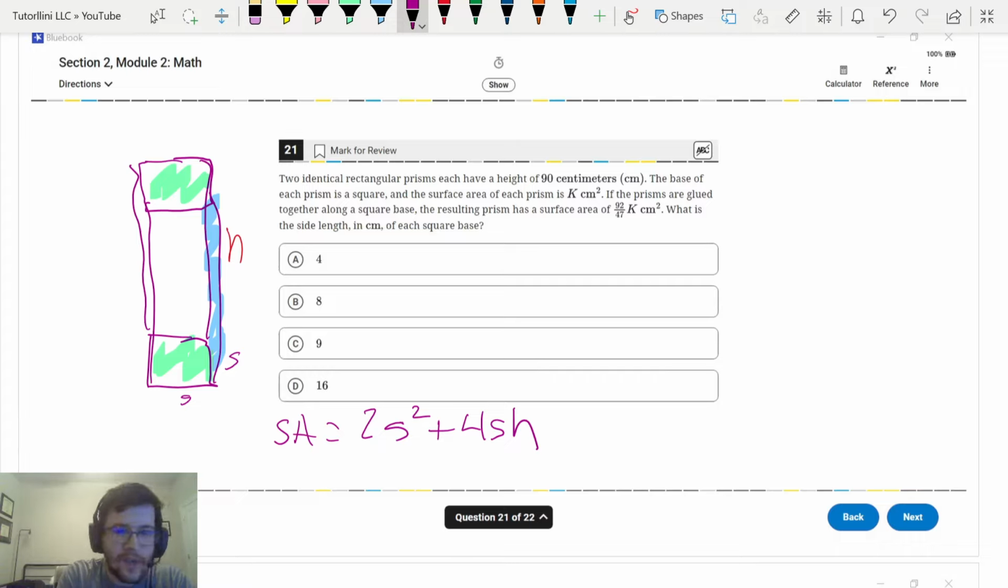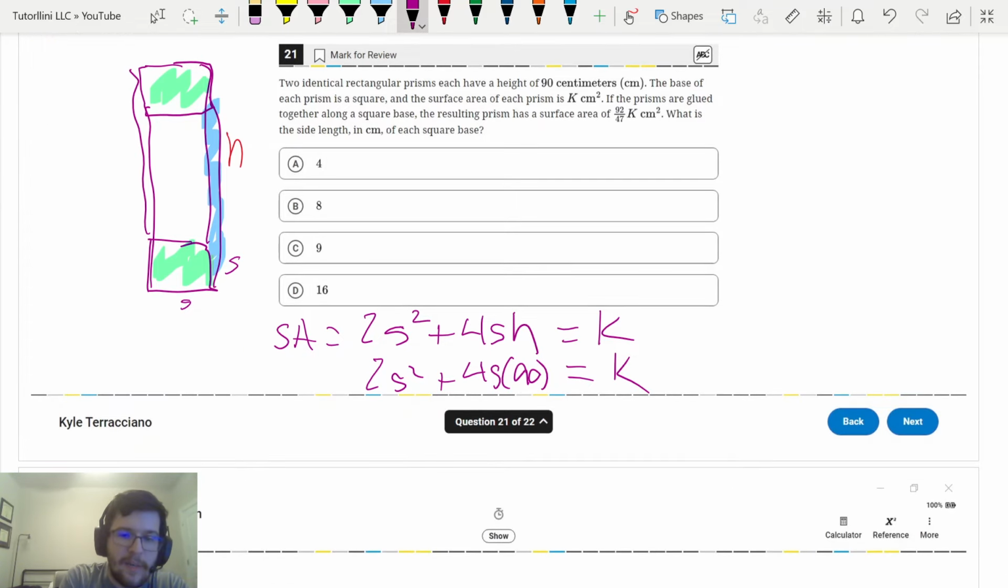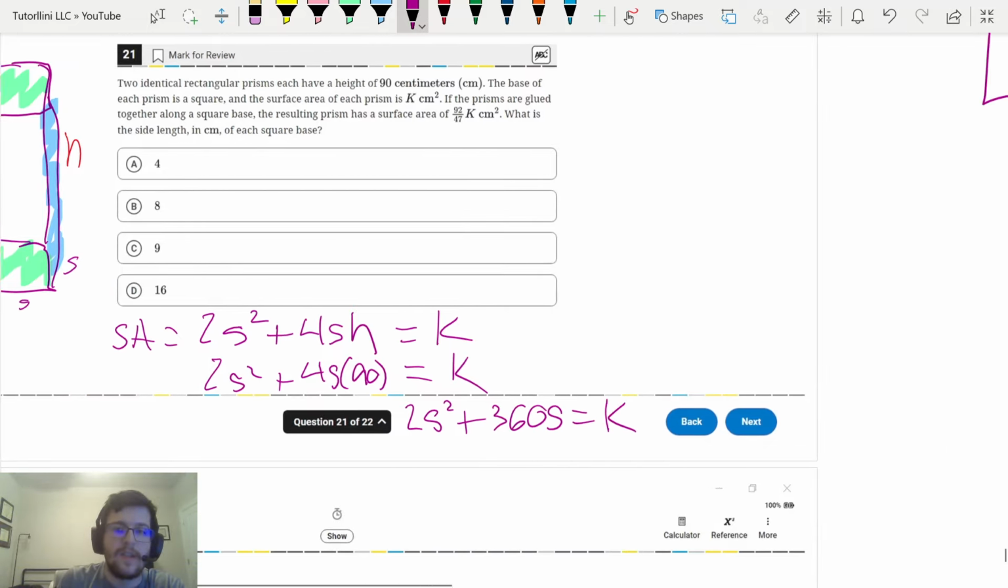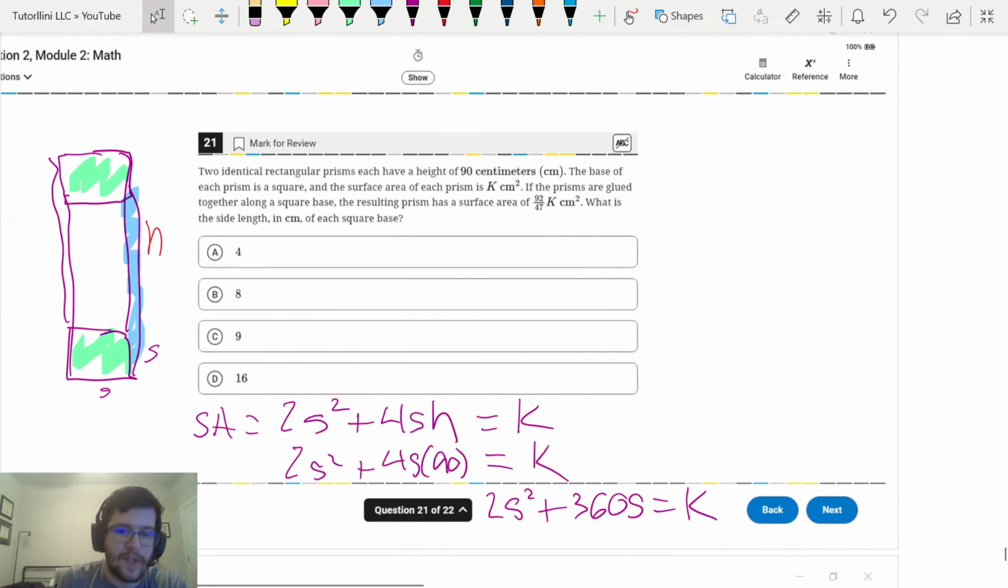And it says that the surface area is equal to k. It also says the height is equal to 90, so I'm going to plug in the 90 for the height. And I might have done this a little bit different than the answer key, but still, this is what made the most sense to me. So 2s squared plus 360s equals k. Now, because that's the surface area of each prism.